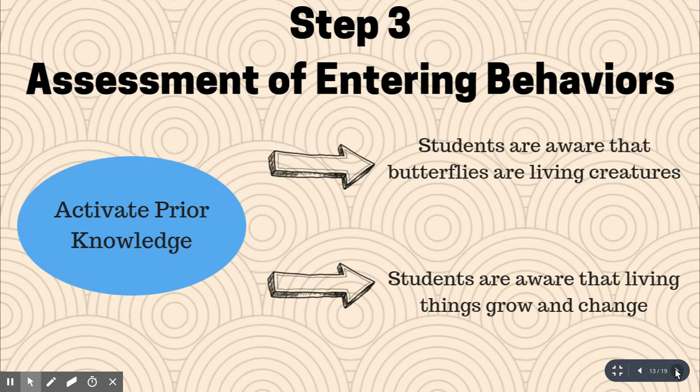At this point, the educator would assess the entering behaviors of her students at step 3. This activation of prior knowledge can be accomplished through various means: simple verbal analysis, KWL charts, referencing a scope and sequence chart for a particular grade level, a graffiti wall, or however the teacher feels she will gather the most information. Let's just say that after completing a method of activating prior knowledge with her class, an educator has discovered that her students are aware that butterflies are living creatures and they are aware that living things grow and change.